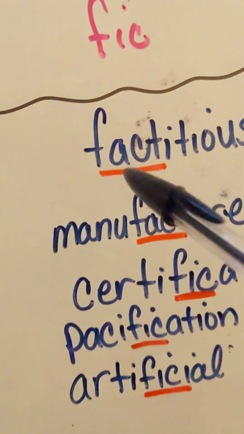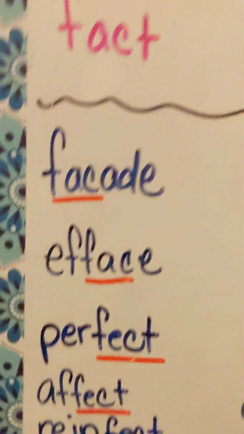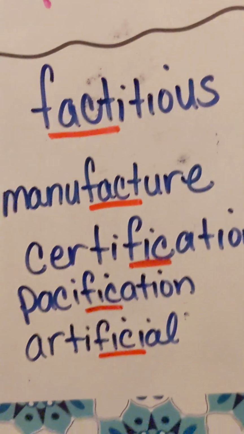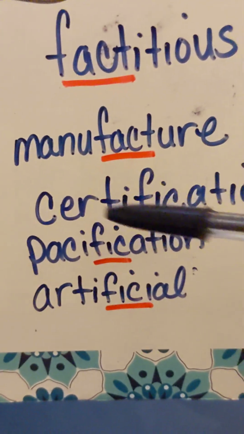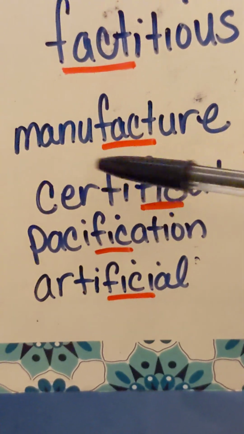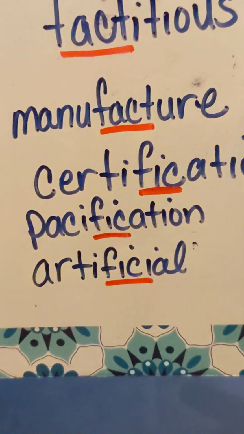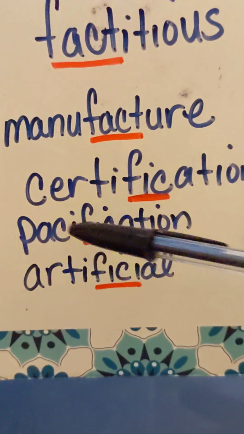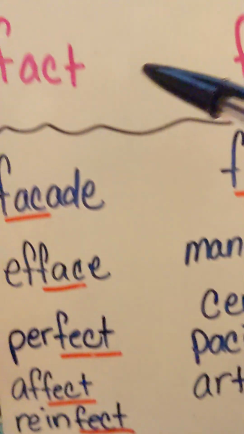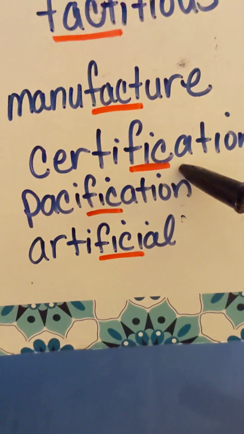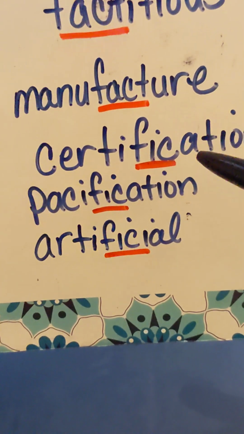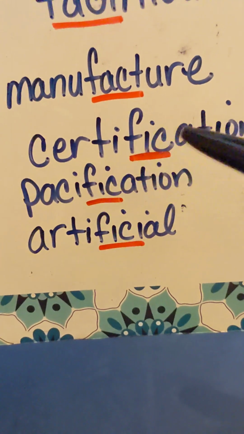I got more of them. We got FACT. You find that in this word here, factitious, to make fake, manufacture. We know that means to make. It's not that hard. Okay, then here we go with our FIC. Example, certification, to make official. You know, make it relevant.